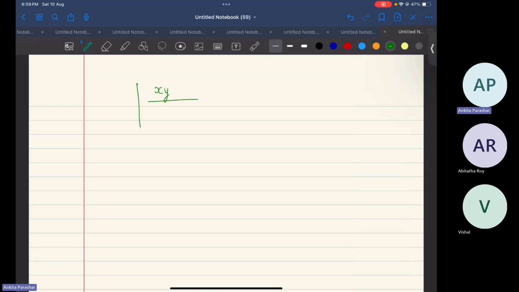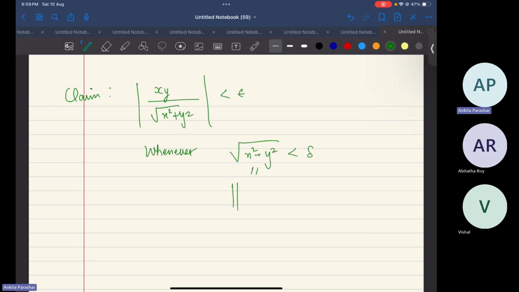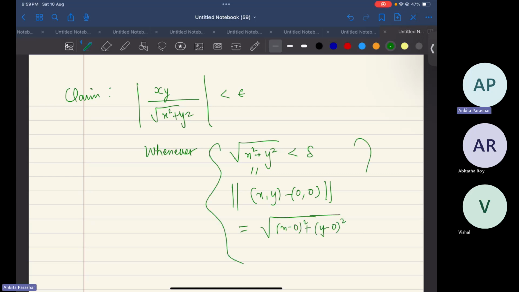The function xy over mod x square plus y square, this is less than epsilon. You have to prove this whenever under root x square plus y square is less than delta. This is exactly the norm of (x, y) minus (0, 0). Remember, this is nothing but x minus 0 whole square plus y minus 0 whole square. Okay, this way. The claim is this.